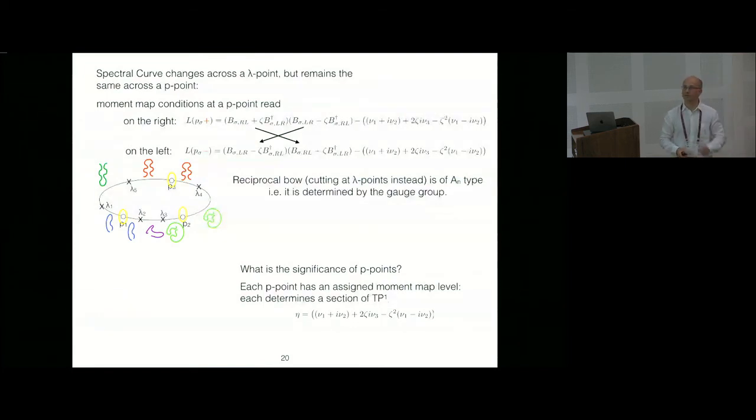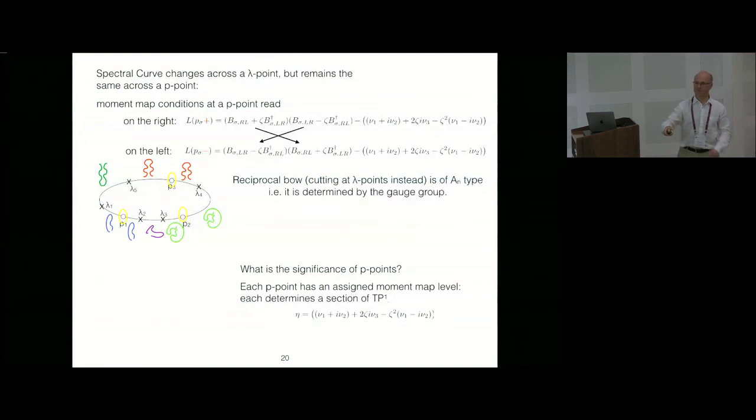Okay. So the statement is that the spectral curve that we had was a curve of eigenvalues of L. Right? And if your matrix is written as AB, then eigenvalues of AB are the same as eigenvalues of BA. So as a result, as you cross a P point, the spectral curve does not change. So if you look at this circle, for each interval between lambda points, there is one spectral curve.